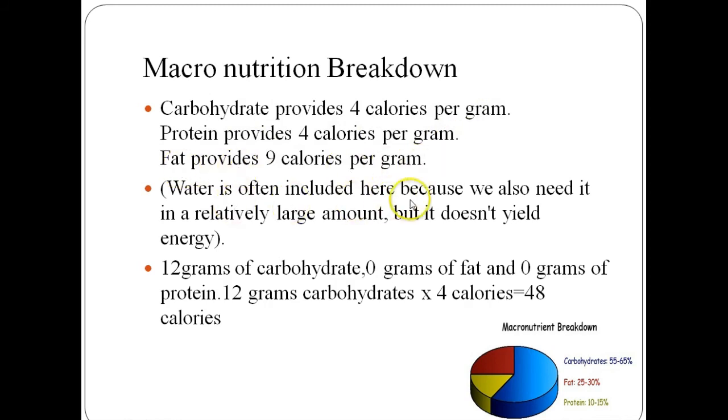Water is often included here because we also need it in a relatively large amount, but it does not yield energy. This means that if we look at the nutrition facts label of a product and it says 12 grams of carbohydrate, 0 grams of fat and 0 grams of protein per serving, we should know that this food has about 48 calories per serving. That is, 12 grams of carbohydrates multiplied by 4 calories per gram is equal to 48 calories.